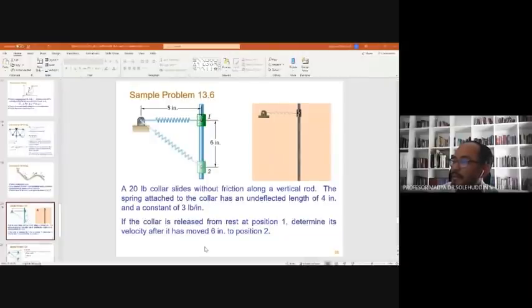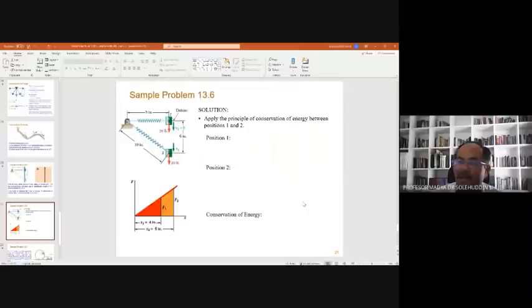So we proceed to how to solve the problem, right? Can you see the slide? What do you see? Just want to double check. Position 1, position 2, conservation of energy. All right, thank you.